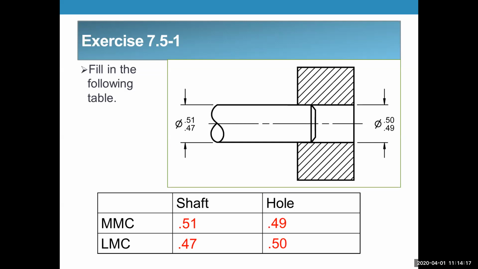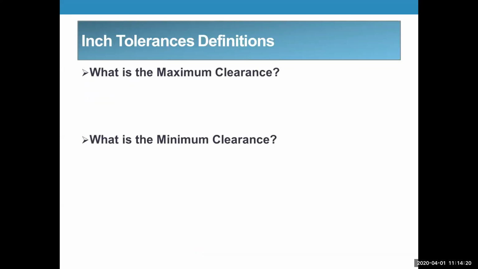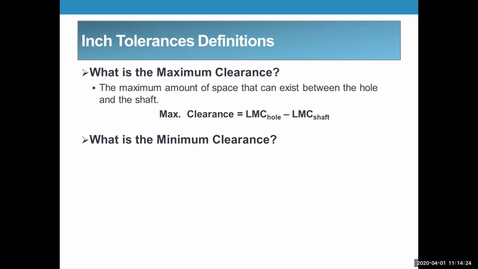Seems pretty straightforward, doesn't it? So what's the maximum clearance? What's the definition of that? Maximum clearance is the maximum amount of space that can exist between the hole and the shaft. So the max clearance is going to be the least material condition of the hole, which is the largest hole, and the least material condition of the shaft, which is the smallest shaft. So the maximum clearance is going to be the largest hole and the smallest shaft.